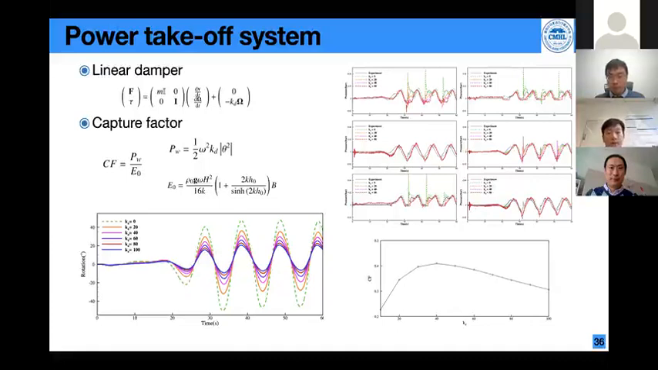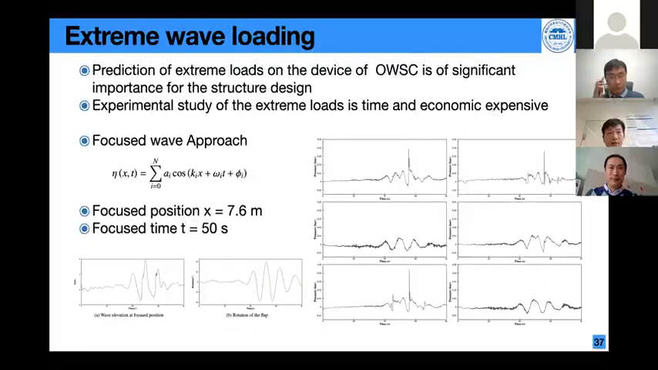Then we also study the extreme wave loading on the flap, as we know that predicting extreme loads on the wave energy converter device, or even on a wave structure, is important for the design of the structure. Also, experimental study of extreme loads is time-consuming and economically expensive. Therefore, we can use the present numerical solvers for the simulation of this condition.